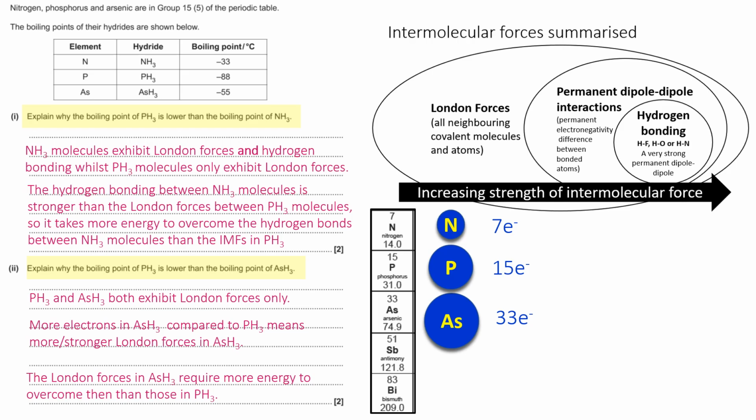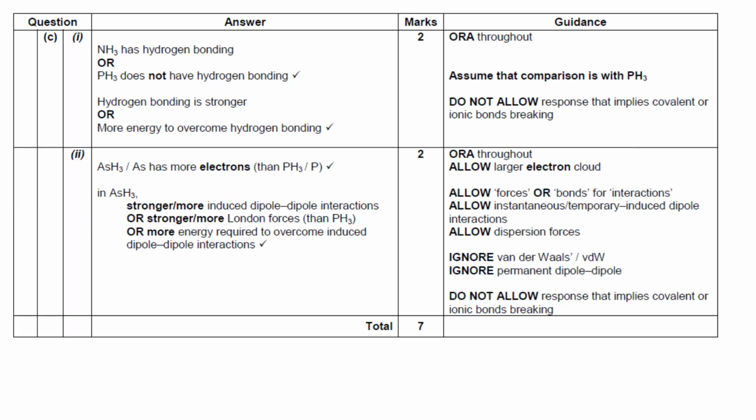So let's have a look at the mark scheme. Well, we did mention NH3 has hydrogen bonding, so we've got mark 1. We said that hydrogen bonding is stronger. Now be very careful here. Do not allow a response that implies covalent or ionic bonds breaking.